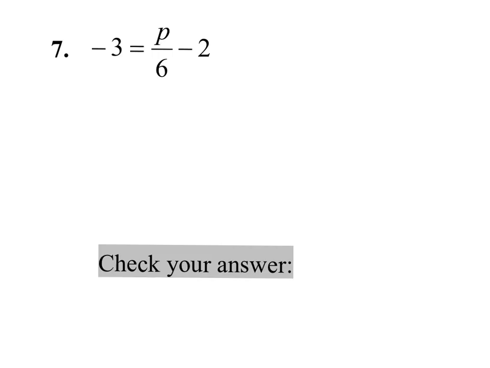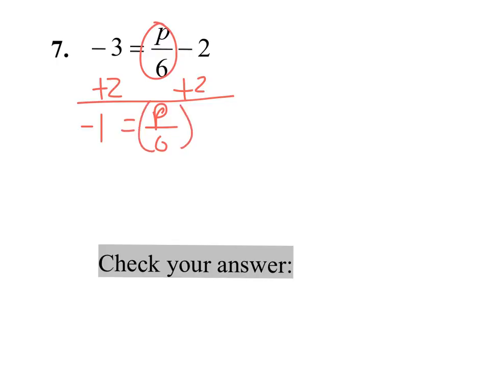Okay, number 7. Number 7, we've got negative 3 equals p divided by 6 minus 2. So circle your variable and the number attached to it. Just like that. Let's get rid of our addition and subtraction. So let's go ahead and add 2 to both sides. That gives me a new equation of p divided by 6. So p divided by 6 equals negative 1.